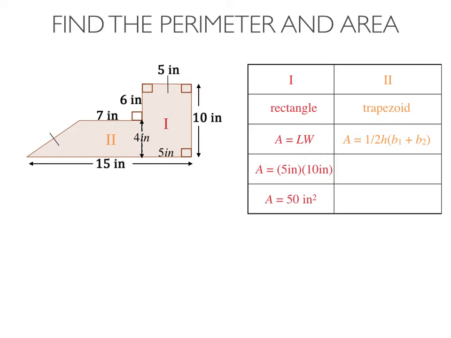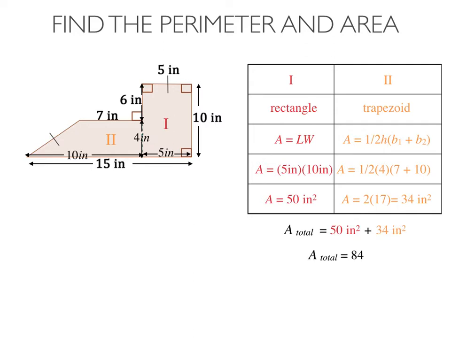Now my first base is 7. That's written right on the diagram. But the longer base of the trapezoid is going to be 15 minus this 5, or 10 inches. I now can substitute my numbers into my formula. Half of 4 times 7 plus 10. Half of 4 is 2. 2 times 17 is 34 square inches. The area of this composite figure can be found by adding these 2 pieces together. I get 84 square inches.